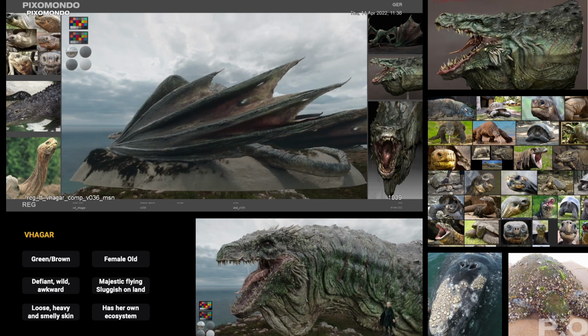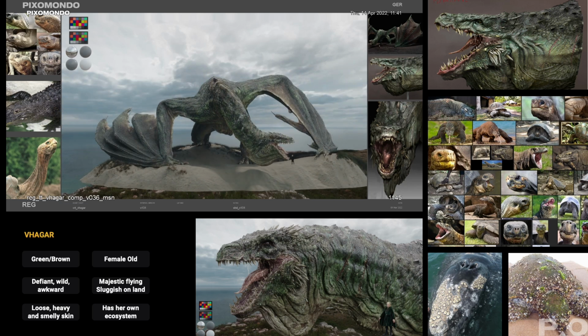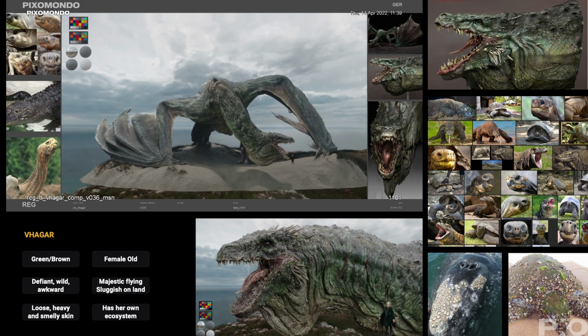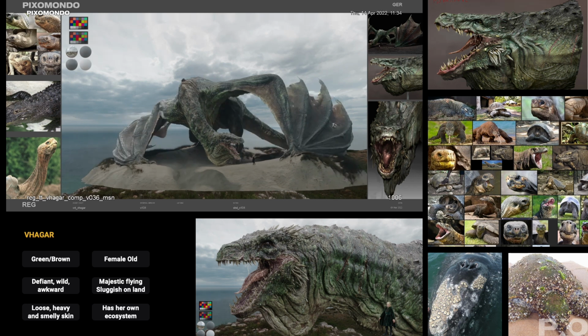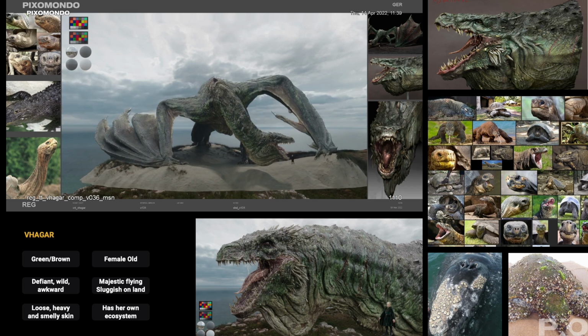You can imagine that she's so old, so big, she's been around on Westeros since a long time, that she has a little ecosystem crawling on her skin. So you can imagine having parasites, having crust and things happening on her. And this already, you start using your imagination on that. It's not that the client gave us the information.